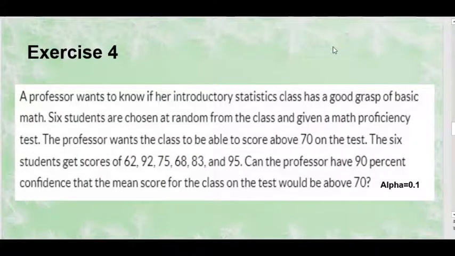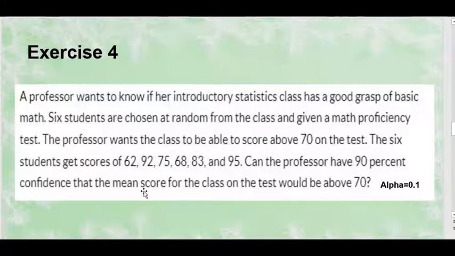Okay, exercise 4. A professor wants to know if her introductory statistics class has a good grasp of basic maths. 6 students are chosen at random from the class. The professor wants the class to be able to score above 70 on the test. The 6 students get scores of 62, 92, 75, 68, 83, and 95. Can the professor have 90% confidence that the mean score for the class on the test would be above 70?